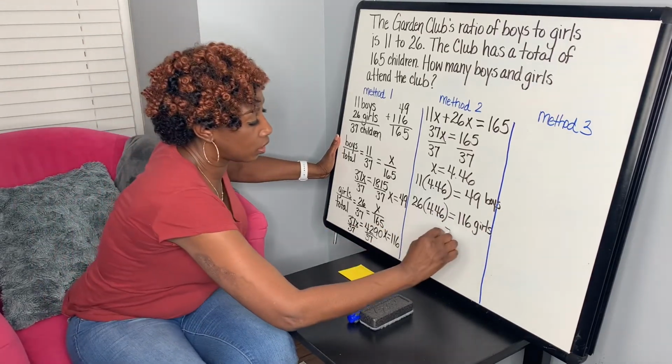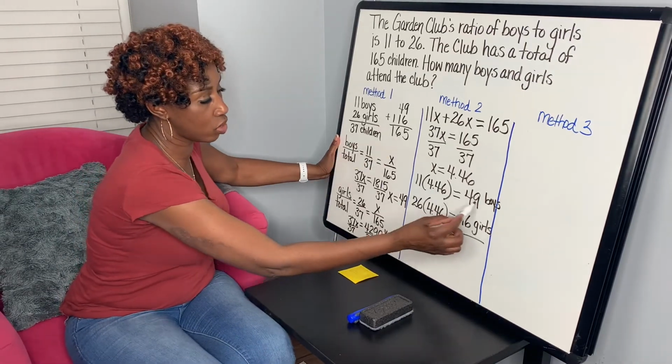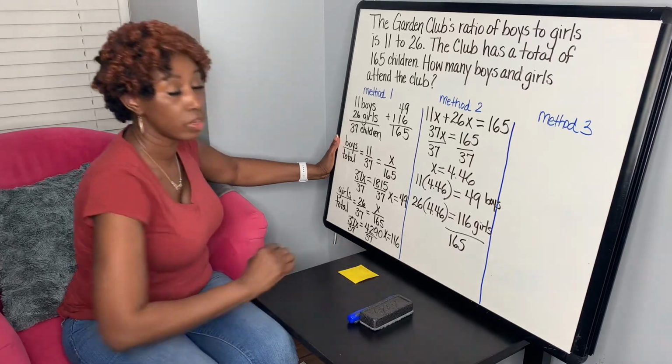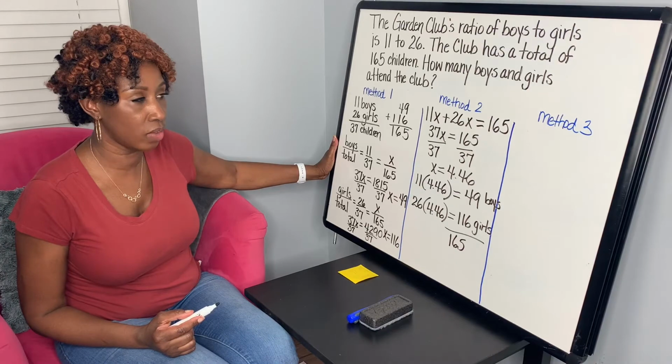Again, if I want to know if my total is correct, we did it over here. Same numbers, 49 plus the 116 gives me a total of 165 children. Let's move on to the next way of solving it.